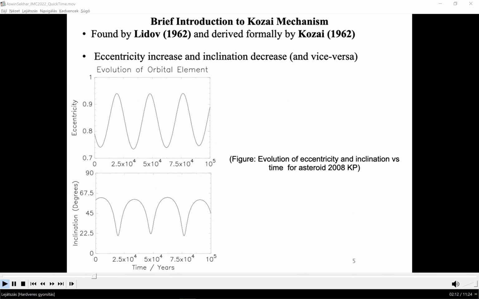And just to give you a brief introduction to Kozai mechanism, it was found by Lidov and derived formally by Kozai. It's a very interesting secular effect in orbital dynamics. So you see this eccentricity increase and inclination decreasing over time. These are two simple plots which actually show the evolution of eccentricity and inclination in an asteroid which exhibits Kozai mechanism. Eccentricity and inclination have an anti-correlation effect, and you can actually see these cycles repeating over time.